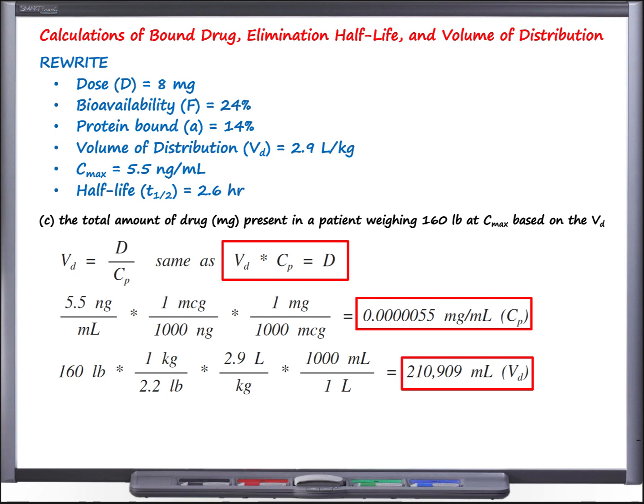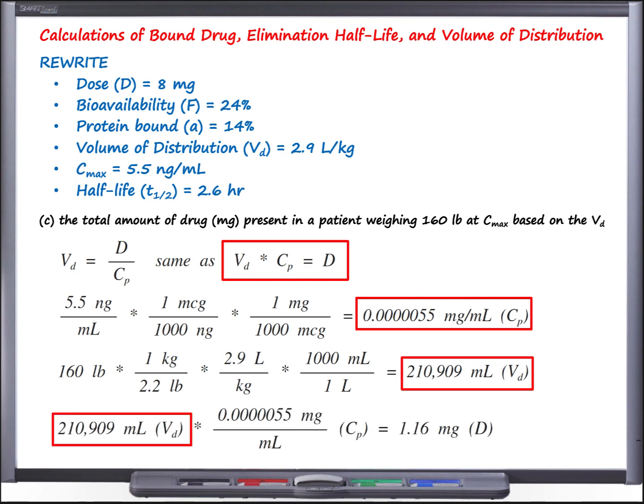So now, the whole point of both of these two steps so far was simply to convert my concentration from nanograms per mL into milligrams per mL, and to convert my volume of distribution from liters per kilogram into just milliliters, because my last step in my formula was just to multiply the volume of distribution times the plasma concentration. Now I can do that.